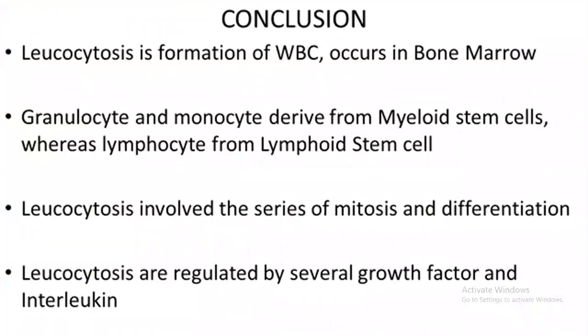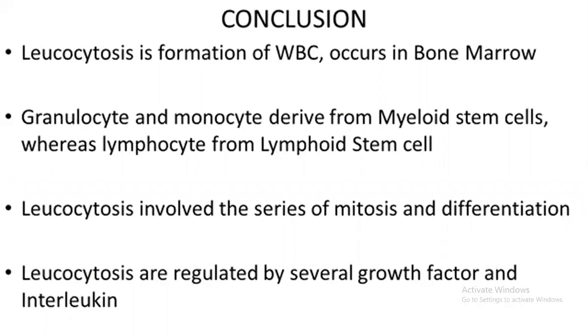The conclusion here is that leukopoiesis is the formation of white blood cells that occurs in the bone marrow. The granulocytes and monocytes are derived from the myeloid stem cell, whereas the lymphocytes come from the lymphoid stem cell. Leukopoiesis involves a series of mitosis and differentiation, so you have mitosis and differentiation taking place.